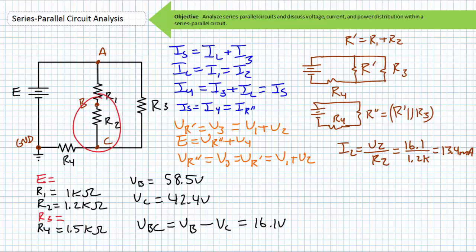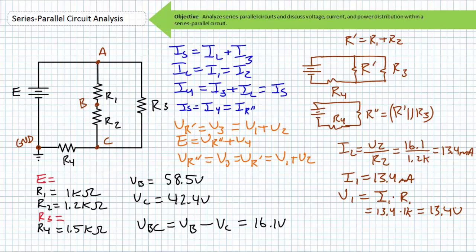Since R2 is in series with R1, this implies I1 is also 13.4 milliamperes. We can use this to solve for the voltage drop across R1. Ohm's law says that V1 equals I1 times R1. Substituting in the necessary values, we find V1 equals roughly 13.4 volts. If R1 drops 13.4 volts from node A to node B, and R2 drops 16.1 volts from node B to node C, it stands to conjecture that R3 drops 13.4 plus 16.1, or 29.5 volts from node A to node C. Voltage across paths in parallel is the same.